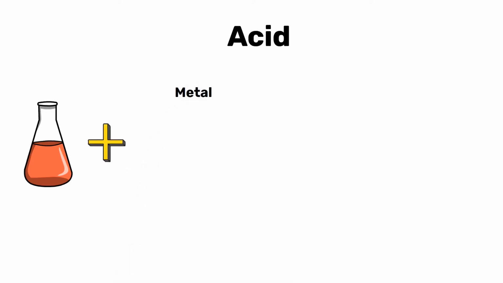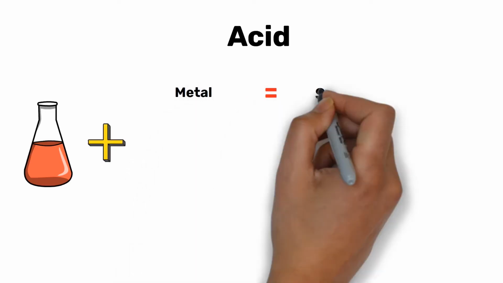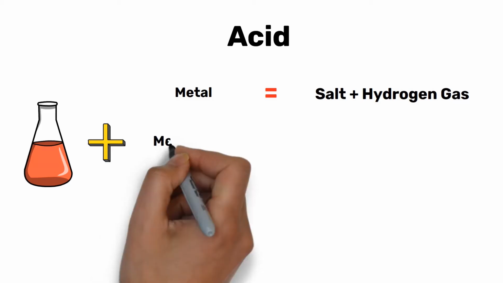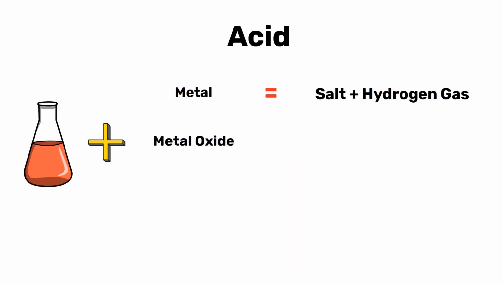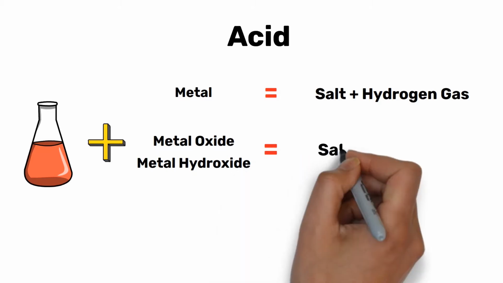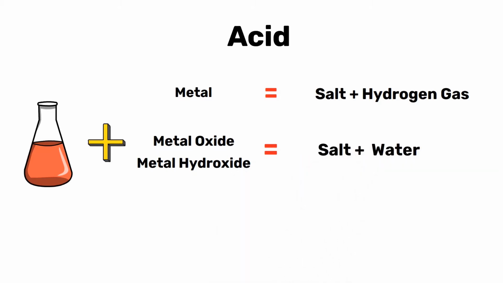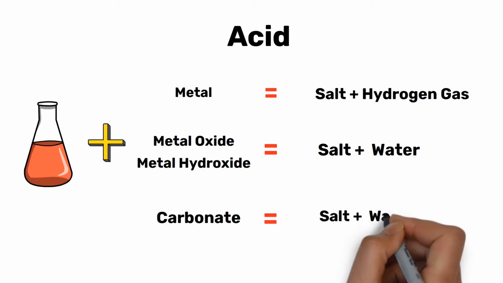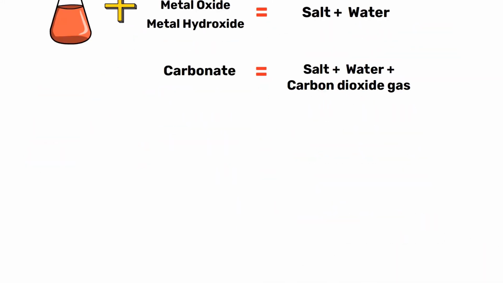So for acid, it can react with metal to produce salt and hydrogen gas. It also can react with metal oxide or hydroxide to give you salt and water. It also reacts with carbonate to give you salt, water, and carbon dioxide gas.